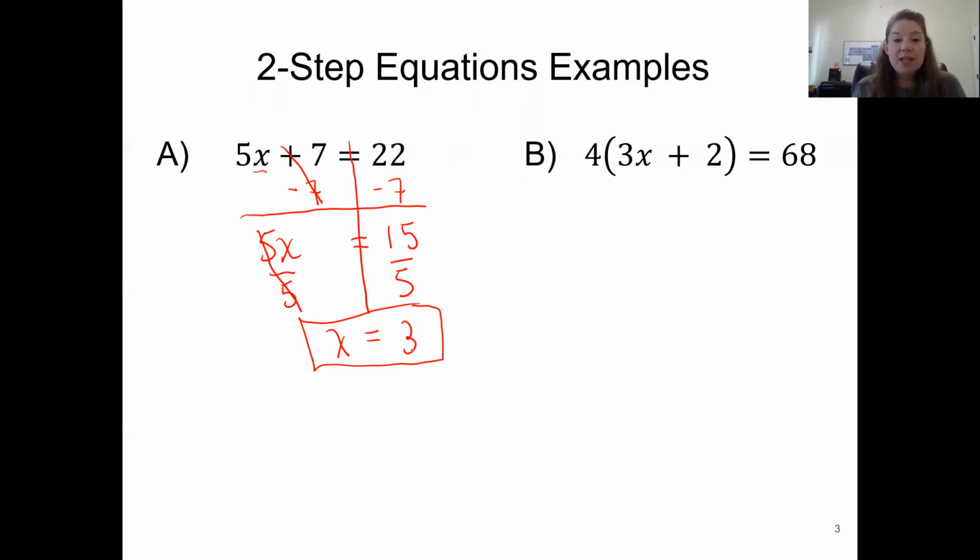So to check my answer, I can always plug 3 back into the equation. So 5 times 3 is 15. And does 15 plus 7 equal 21? Yes. So I know my equation is correct.